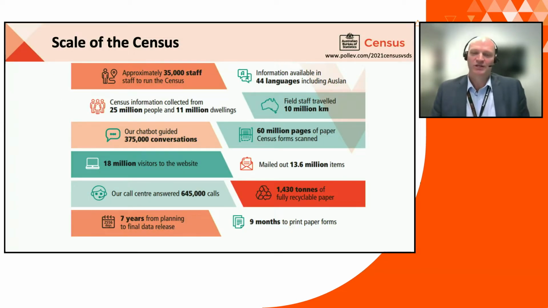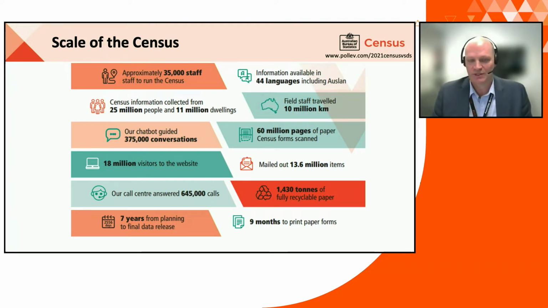So we do like to start a lot of our census presentations with a bit of a reminder of the size and scale and what we do in the census. It's an enormous logistical operation to ensure that all 65 of the census questions are asked of every person in Australia, and it takes approximately 35,000 field staff travelling a total of around 10 million kilometres. We mailed out almost 14 million items to around 11 million households and answered over 600,000 calls from the public.